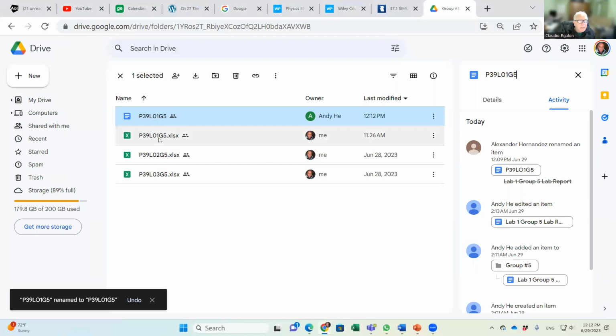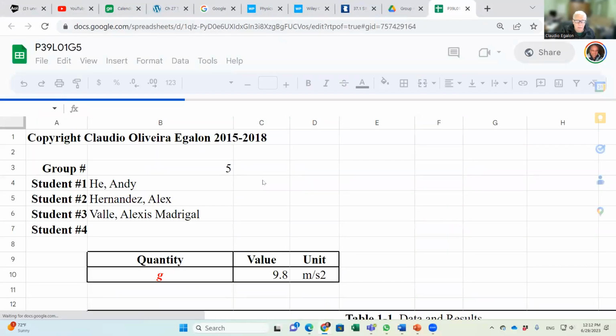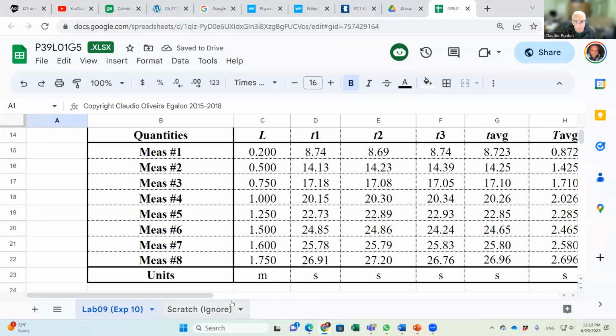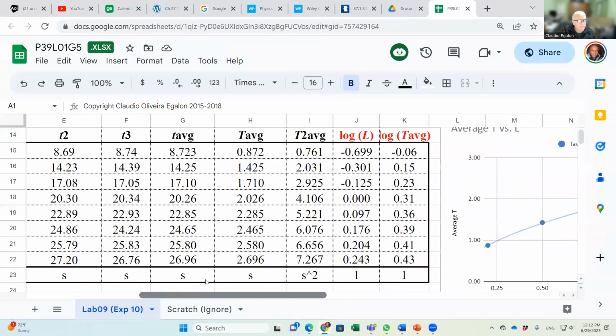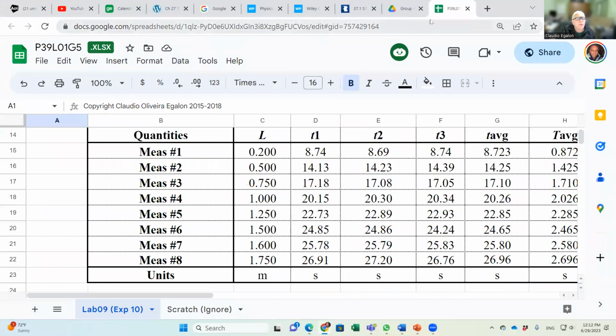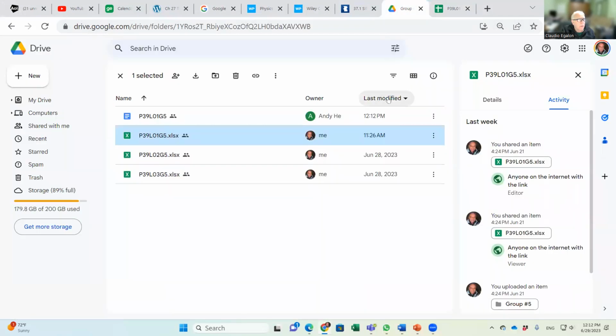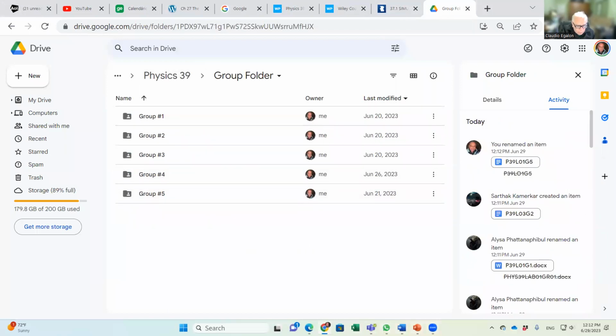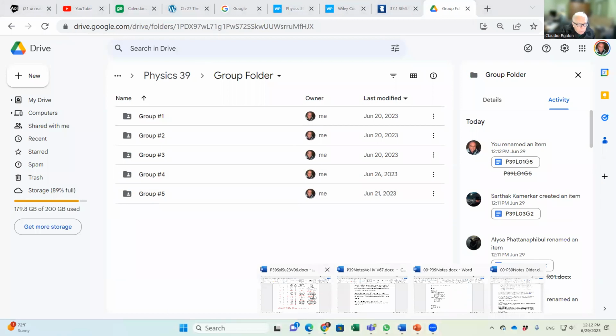And, okay, let's see if they did that here. Yeah, it looks like that's the one. Okay, that's the graph. That's good. So it looks like group 5 is done. Okay, so let's put some notes here, right?